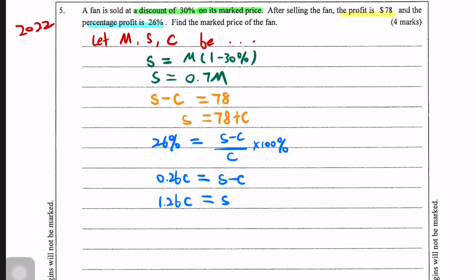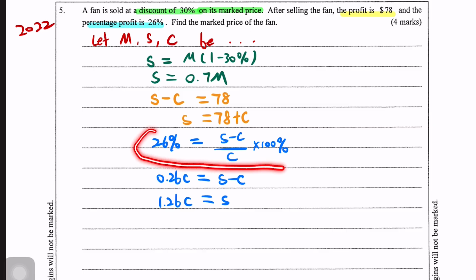And then the first sentence, a discount of 30%. So S equals M minus 30%. Write it out without any thinking, okay? So the profit 78, so S minus C equals 78. This is not a loss, okay? So we use the selling price minus the cost. When it says it's a loss, it means that we need to use the cost minus the selling price, okay? But now it's a profit, and the profit percentage is 26%.